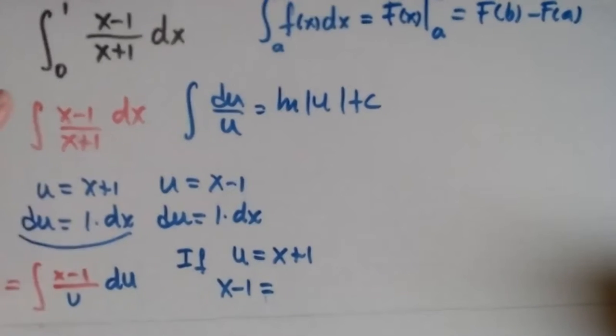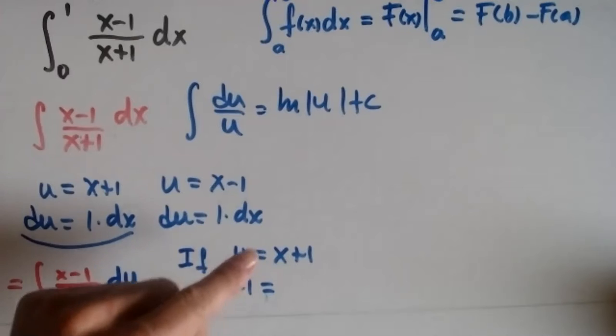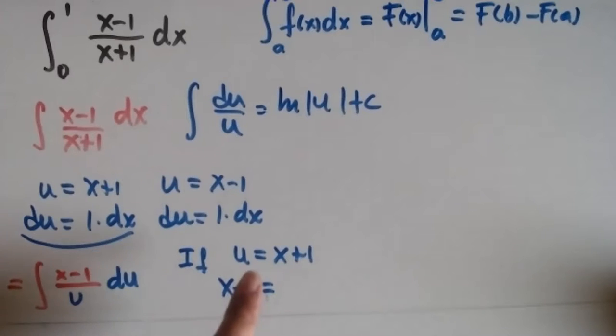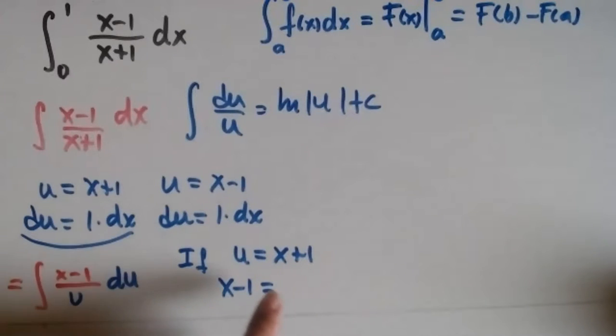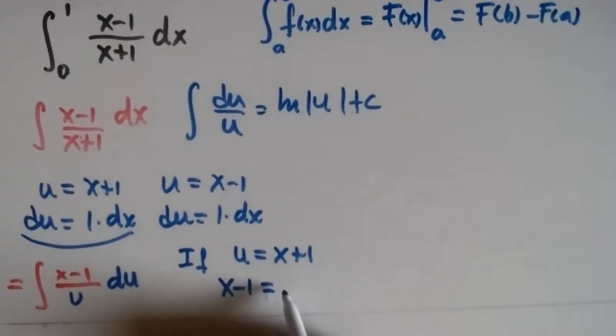Now, again, I began with u equals x plus 1 and I need x minus 1. So if u is x plus 1, what does x minus 1 equal? Look carefully, this is basic algebra. u equals x plus 1, so x minus 1 equals what? What can you do here to get an x minus 1?